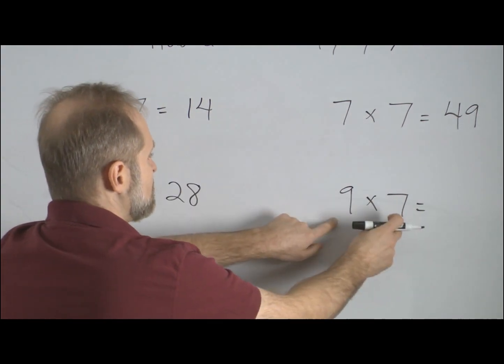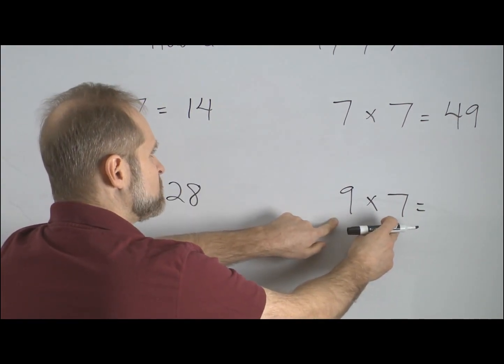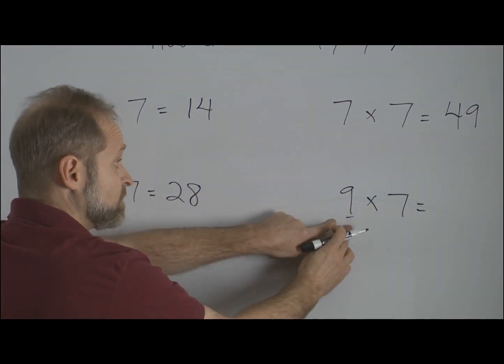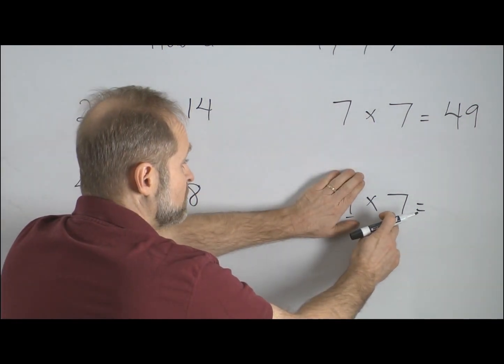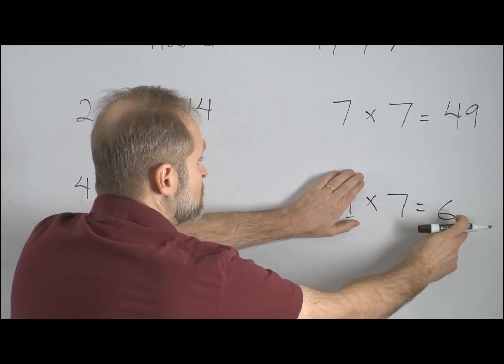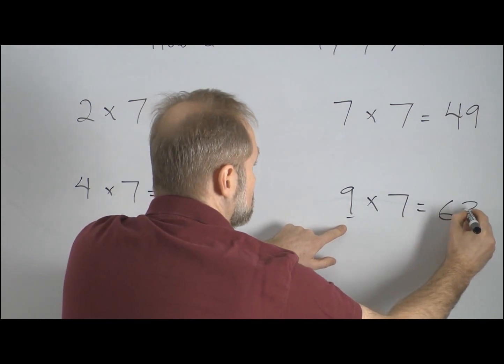Last one, 9 times 7. Well, what I'm going to do here is something I didn't do in these. I'm going to use my 9 trick because I see a 9 there. So go to the other number and take 1 away. 7 minus 1 is 6. And 6 plus what would give us the 9 back? It'll be a 3.